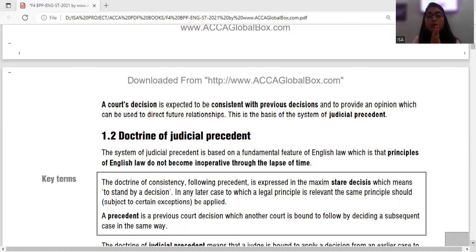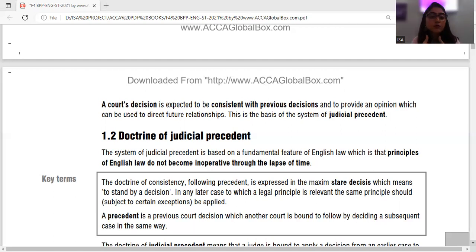Okay. So you said that the decision has to be consistent, and that's what it's written, that a court's decision is expected to be consistent with previous decisions. That's the first part of the two sentences. What do you mean by this? Can you explain it to me through an example?